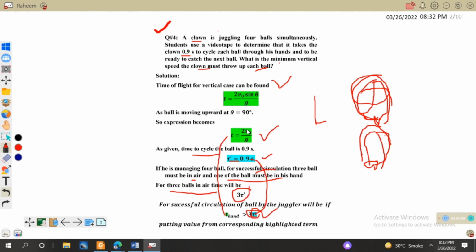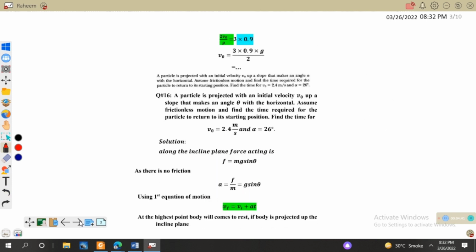So this will give us the velocity. If we put this time here, this will give us the expression 2v0 over g is equal to 3 cross 0.9, and so we can find v0, the vertical speed which should be given to the first ball which is in hand, so that the other 3 balls stay in the air. So at this velocity, a successful circulation will be possible in the air.